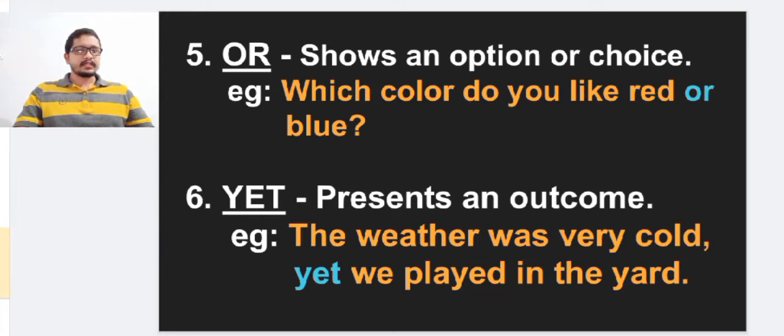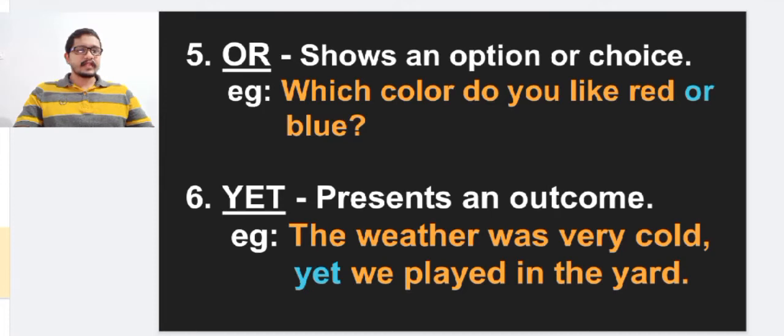Sixth one, yet presents an outcome or result. Example, the weather was very cold, yet we played in the yard. Can you identify the conjunction here? Yes, it is yet. And there is a usage of comma. Why is there a usage of comma? Can you just tell? Yes, the reason is the weather was very cold, comma, yet we played in the yard.